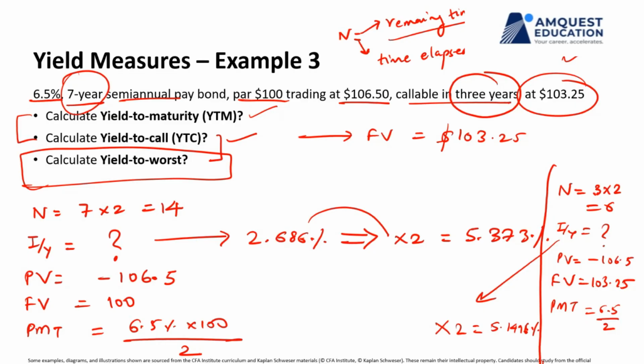So always look at the question in terms of assessment. Is it talking about remaining time, or elapsed? It will not tell you always, you have to just look at the condition. Is the bond dead? If yes, time elapsed, because there is nothing remaining. And YTW obviously is the minimum of the two numbers. So we have 5.4% and we have 5.1%. So YTW is nothing but 5.14%, similar to YTC.